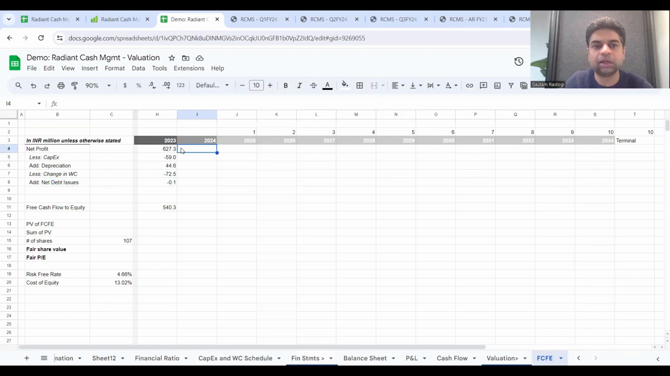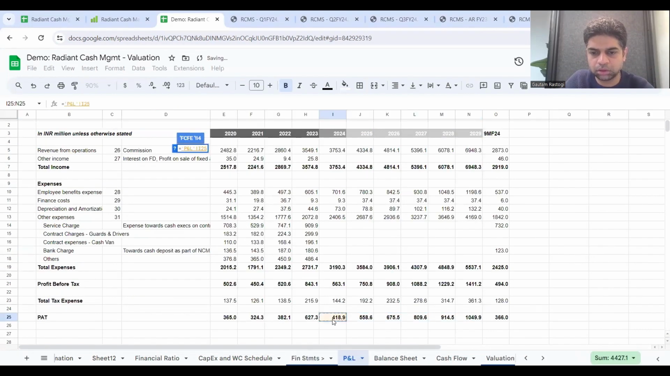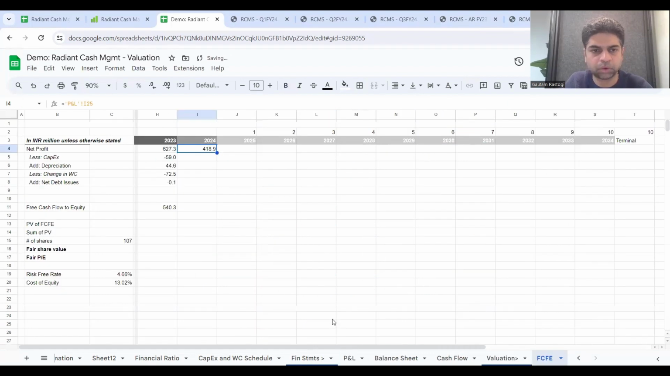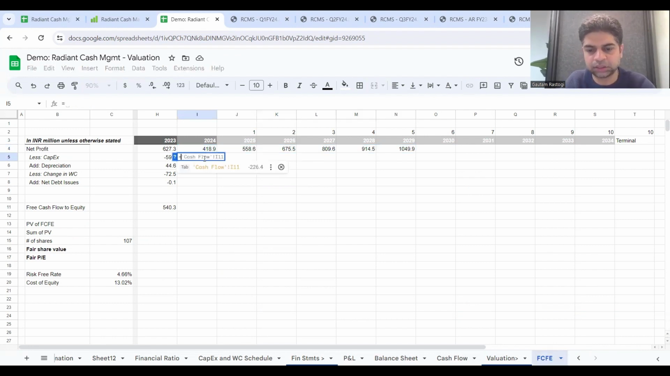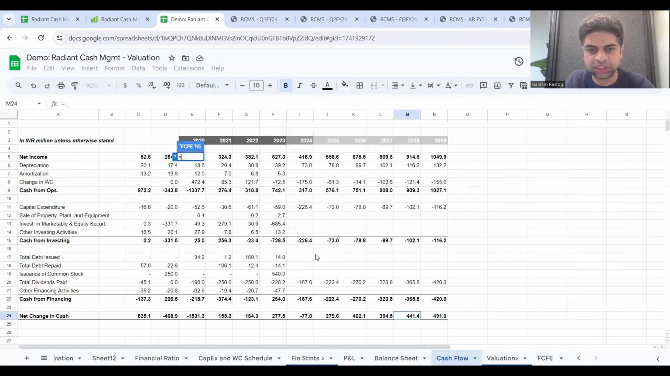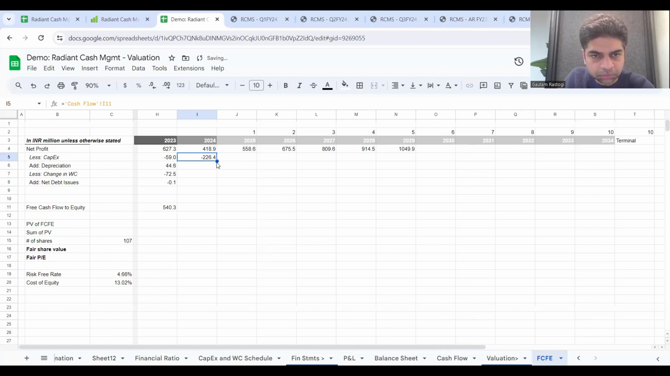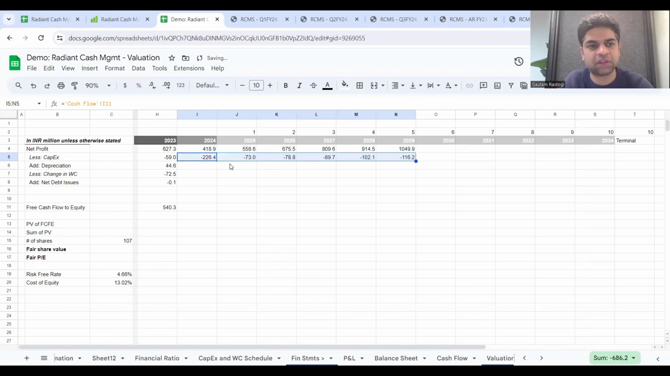So let's very quickly drag the profit from FY24. Let's just drag this number till FY29, because this is till when we have estimated our numbers. And capex, we already have capex, so let's go to the cash flow statement and drag this number from here. Let's pull this. So we have the capex.